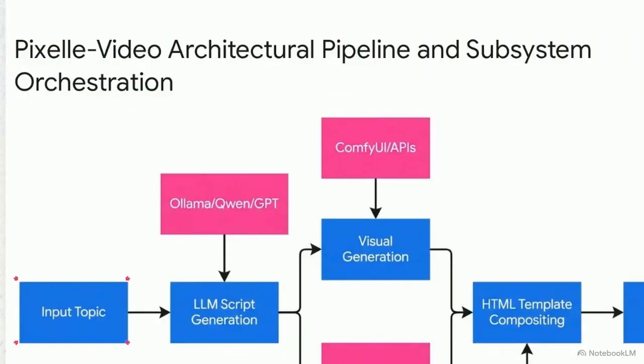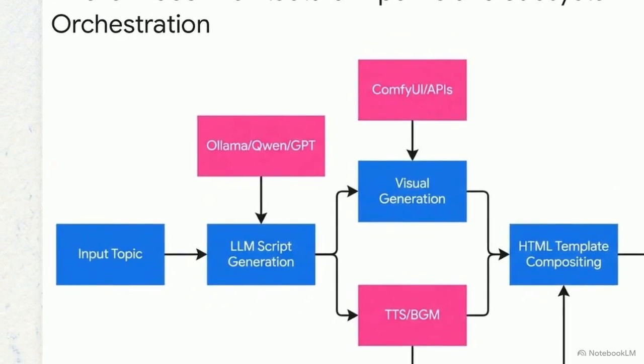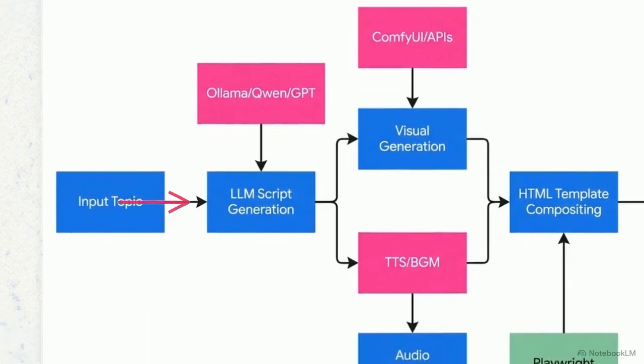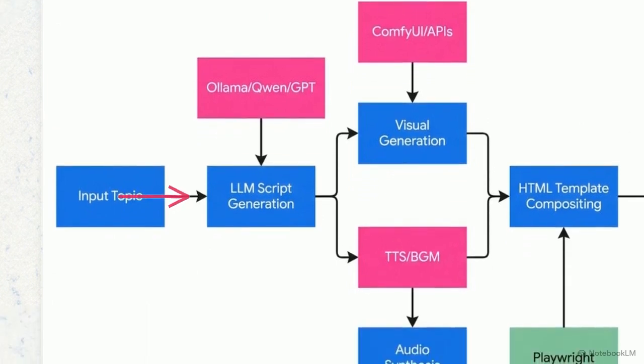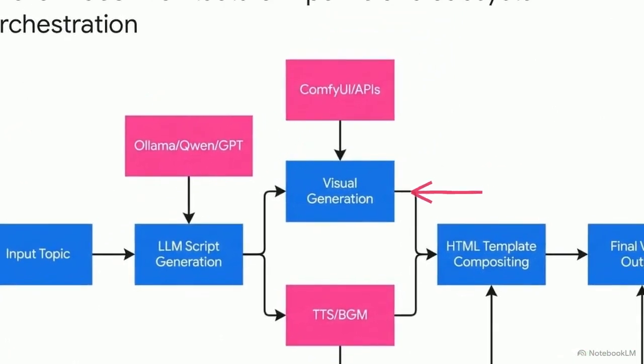This schematic maps the data flow of the Pixelle-Video architecture, starting on the left with prompt ingestion. The workflow initiates in the semantic layer. The engine queries a configured large language model, such as a local Llama instance or Alibaba's Qwen. The LLM acts as the creative director, dividing the narrative into distinct temporal scenes and generating specific prompts optimized for the visual models. Once the scene descriptions are formalized, the engine routes those text prompts to the visual synthesis backend.